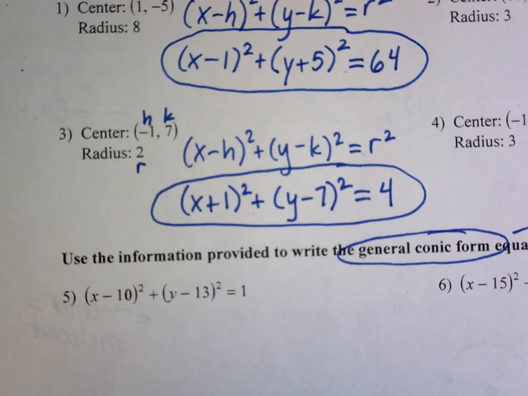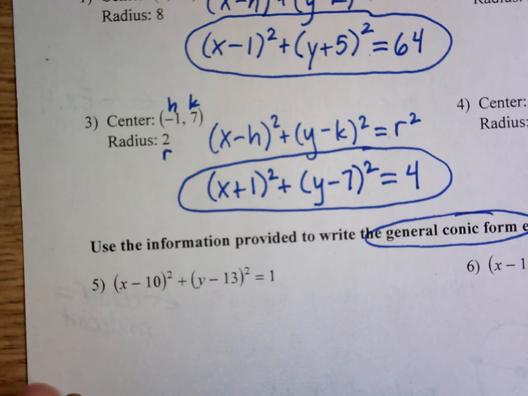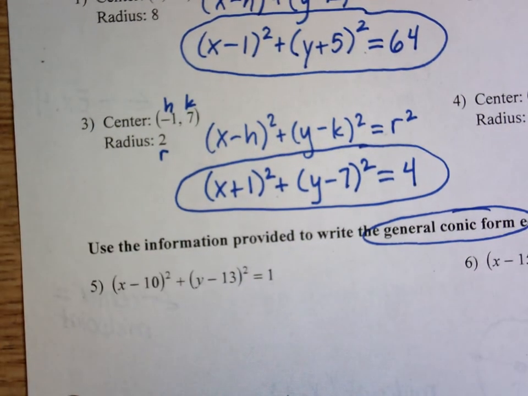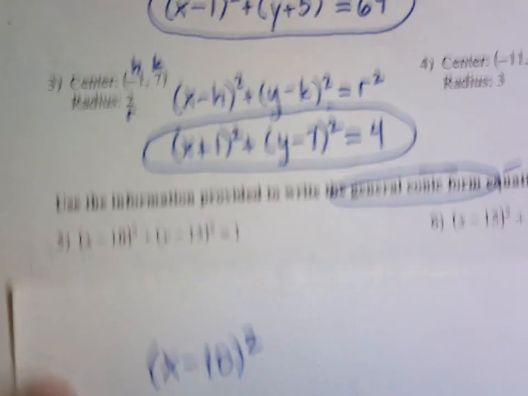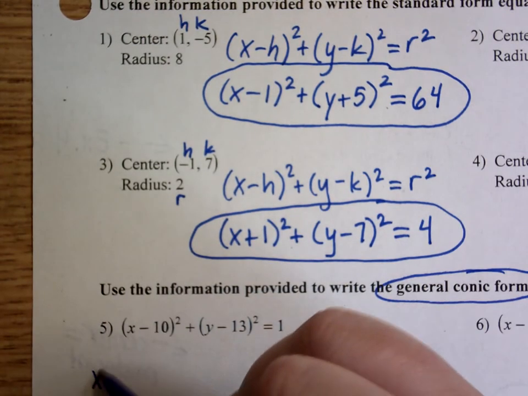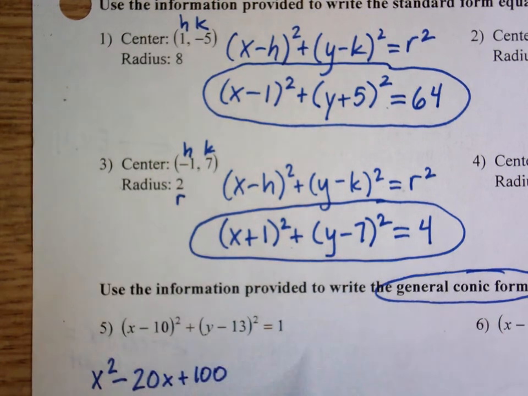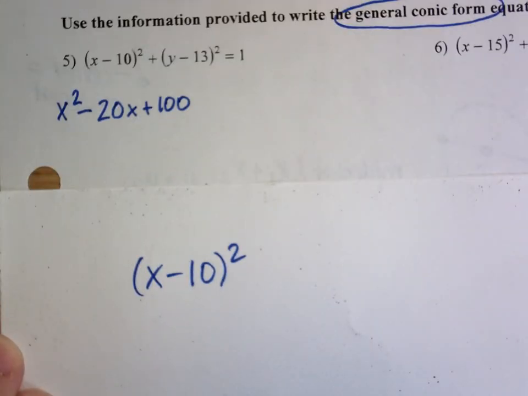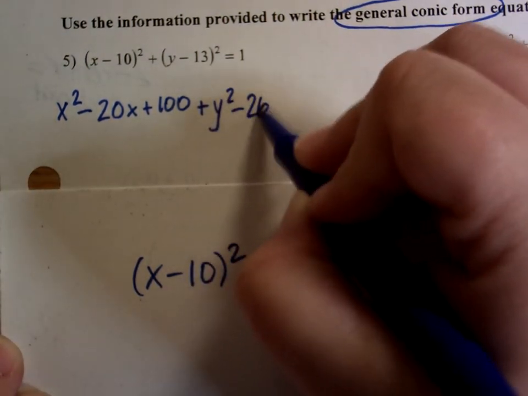All right, numbers 5 and 7, we're going to have to go ahead and multiply these out. I'm going to grab another piece of paper because I want to spend a little bit more space on doing the actual multiplication, in case you struggle with that. Let me point out what you'll get, and then you can skip the part where I explain how if you don't need it. This is what you get when you multiply out that first set of parentheses. x squared minus 20x plus 100. When you multiply out this set of parentheses, you'll get y squared minus 26y plus 169.